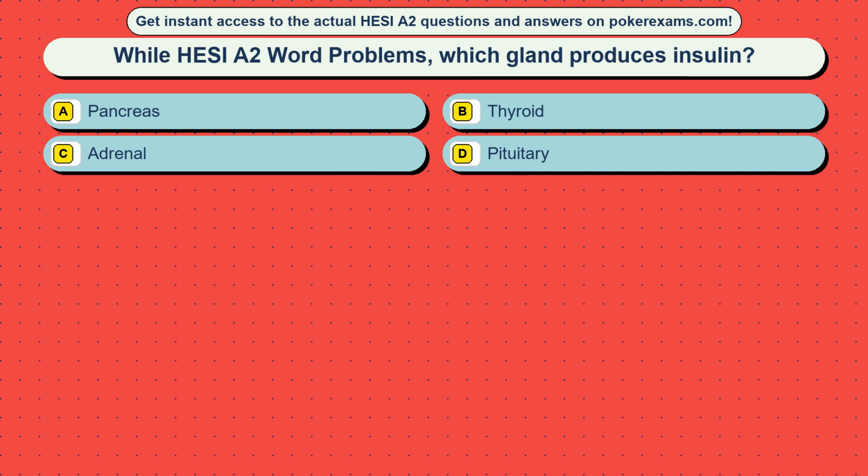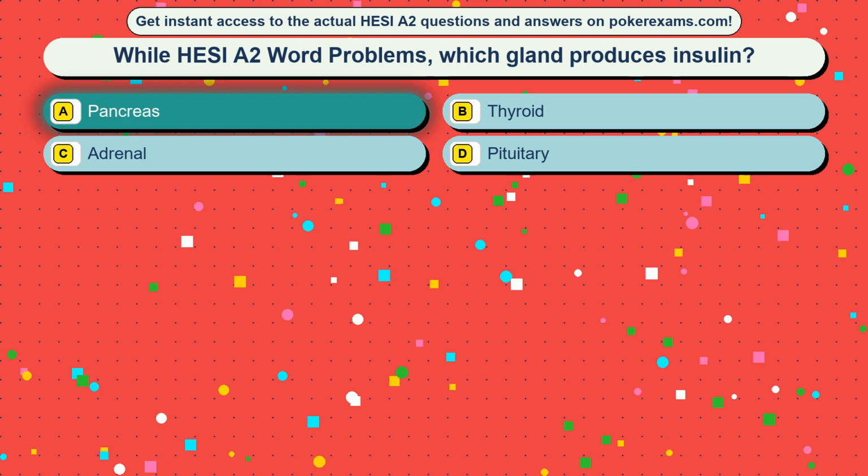Question 37. In HESI A2 problems, which gland produces insulin? Option A, pancreas. Option B, thyroid. Option C, adrenal. Option D, pituitary. The correct answer is option A, pancreas.